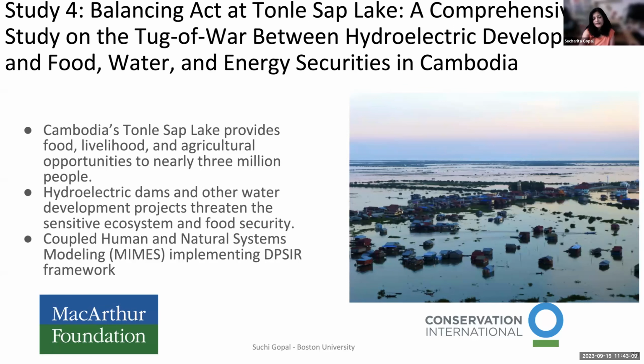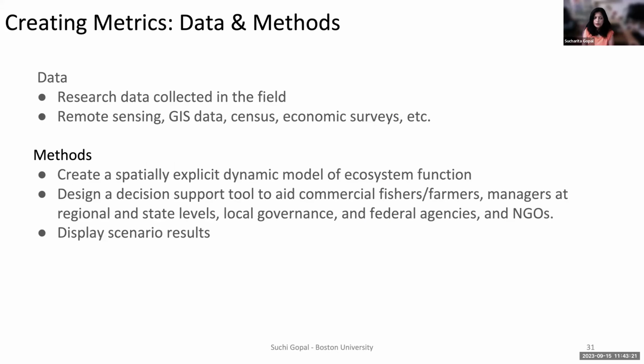And so we looked at this particular problem using what's called the coupled human natural systems model. The model we use is called MIMES, and I'll talk a bit more about it just to get you situated. We collected a lot of data in the field, and we used remote sensing and GIS, census, economic surveys, and so on. And we created what's called a spatially explicit dynamic model of all the ecosystem functions in this particular region. And we developed a decision support tool that can guide state and local officials, as well as farmers and fishermen and NGOs in order to make the right decisions.